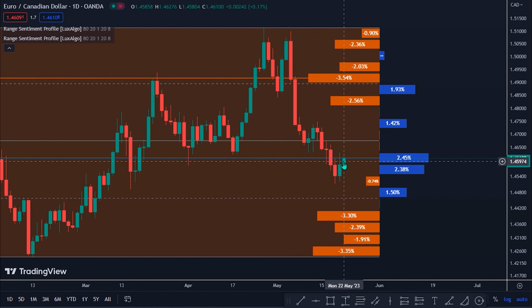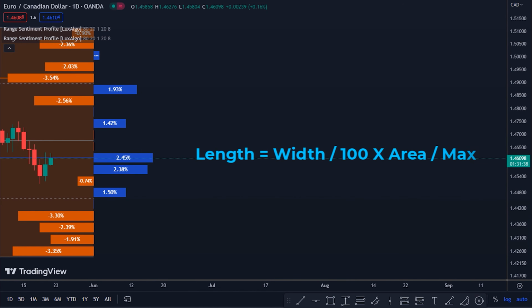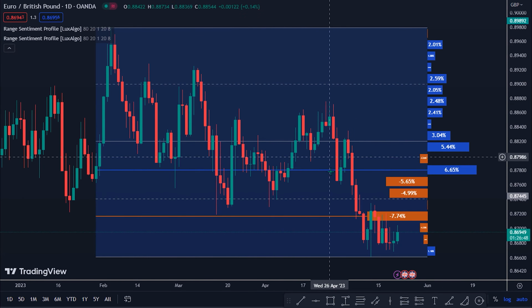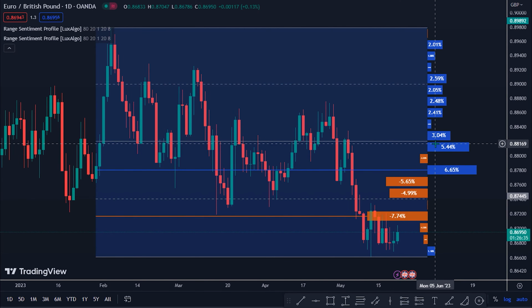The length of the bin associated with a specific area is determined as follows. Length equals width divided by 100 multiplied by area, max, where area is the accumulated D within the area and max is the maximum value between the absolute value of each accumulated D of all areas. The percentage visible on each bin is determined as 100 multiplied by the accumulated difference within the area divided by the total absolute value of difference over the entire range.